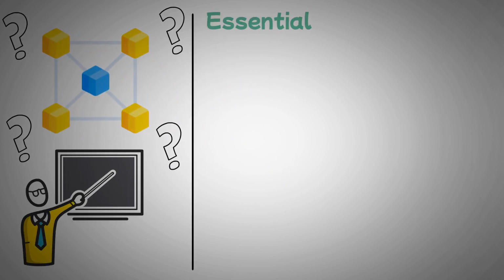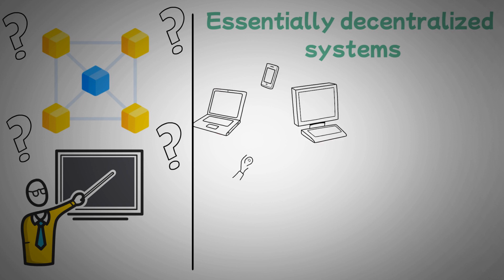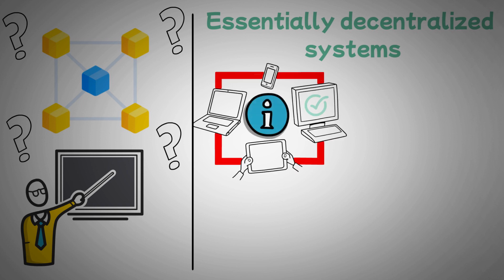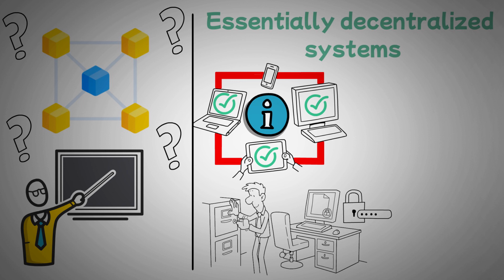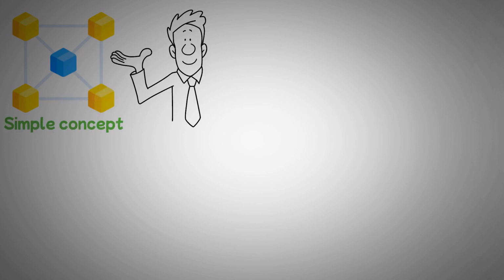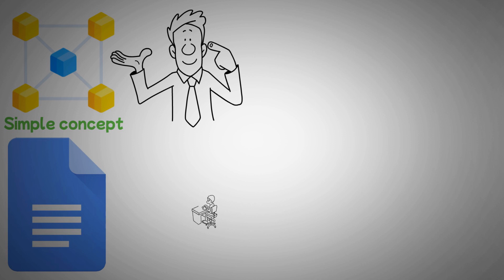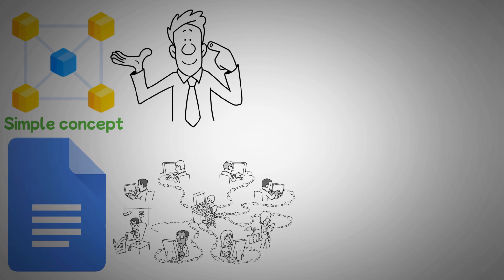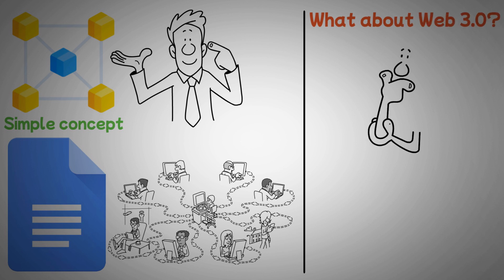Blockchains are essentially decentralized systems recording information across multiple devices to ensure data is not at the risk of being controlled by a single entity. But there's so much more to it. Let's explore further. Remember, blockchain technology is a simple concept once you get the hang of it. Think of it like a Google Doc shared among a network of computers where everyone can view and make changes simultaneously. But what about Web 3 and why is it relevant here?